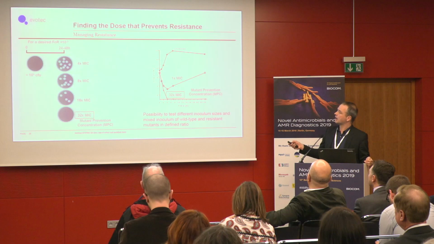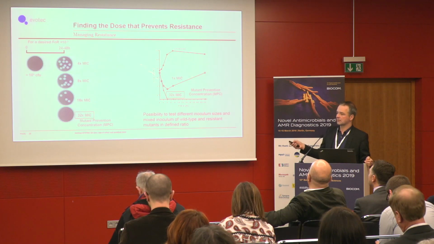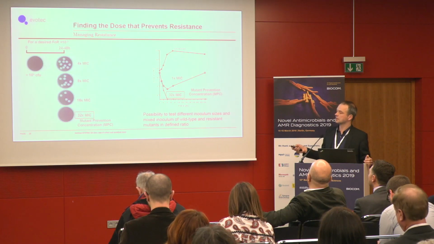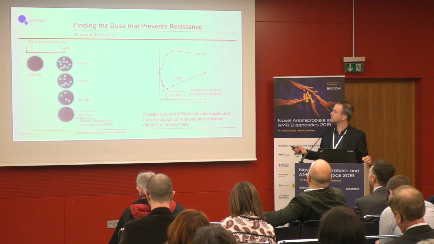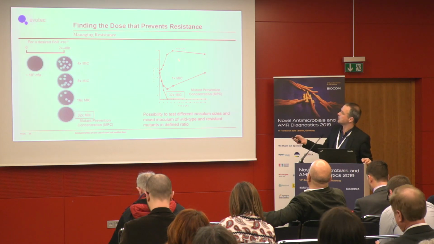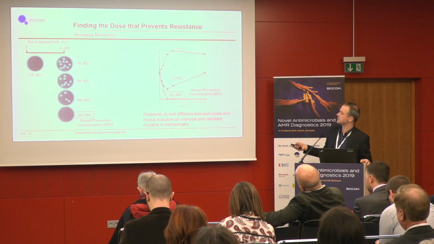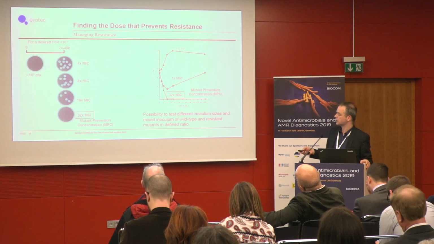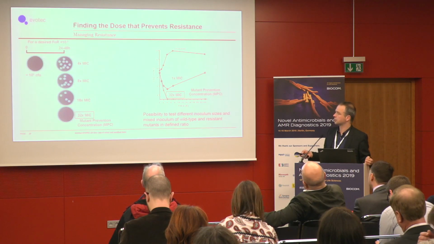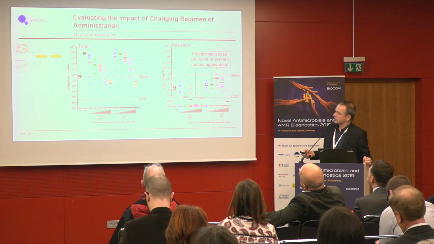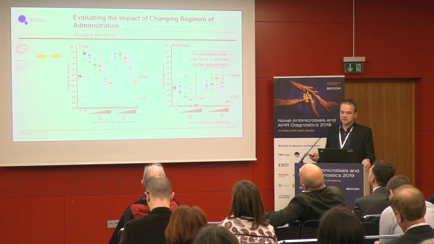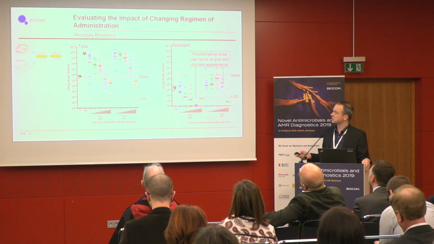Something you can also do, and we think it's better to do that as a time kill curve, because here you have more vision of what's happening really in the population. And similar thing here, at 32 times the MIC, you have nothing, no mutants that grow. You can also try to manage the resistance if you have the mutants in vivo.